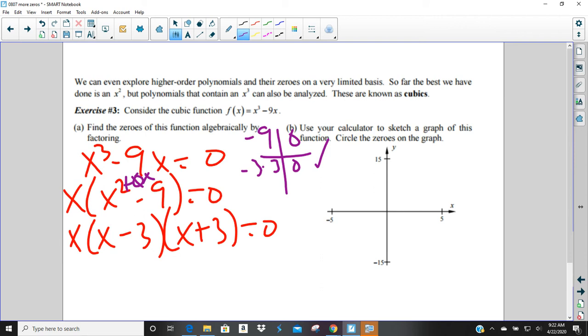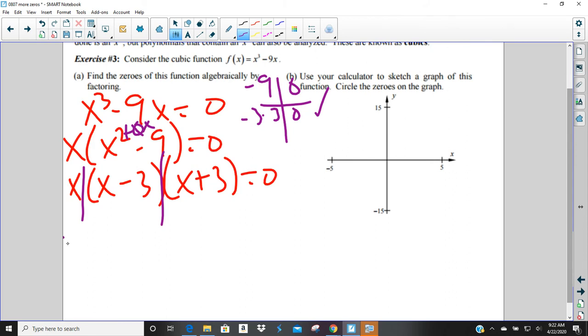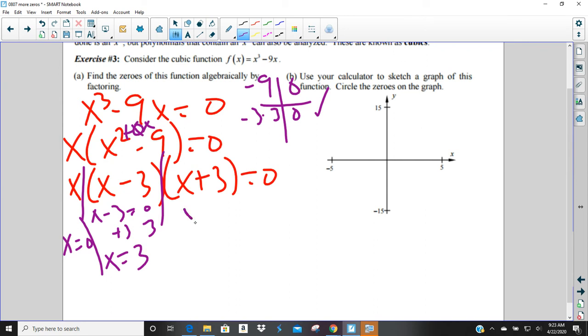So let's keep going. I'm going to make my 3 lines. In this case, unlike the other problem before, x does equal 0. We can have x equals 0. We just can't have a number equal 0. So we're good with that. Then we have x minus 3 equals 0. Add 3 to both sides. We get x equals 3. And sure enough, we subtract 3 from both sides. We get x equals negative 3. So in this case, the solutions, the zeros, are going to be x equals 0, negative 3, and 3.